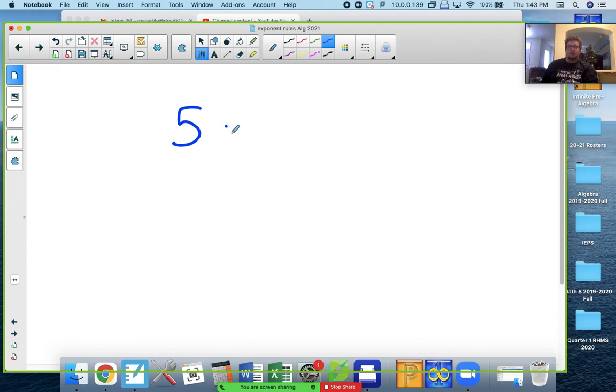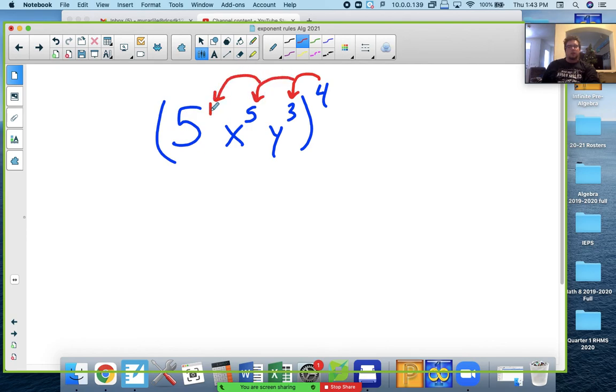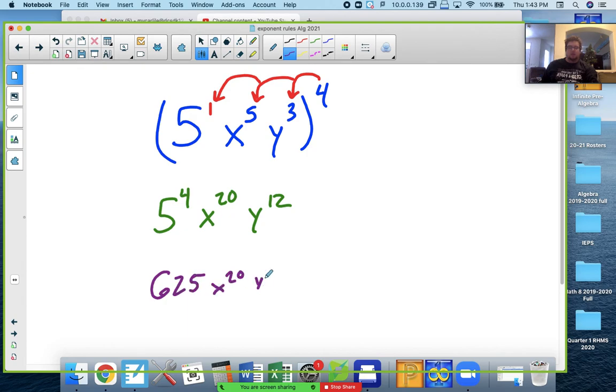So 5 x to the fifth, y to the third, to the fourth power. That 4 applies to the 3. It applies to the 5. But it also applies to the 1 that's on our coefficient. 5 to the fourth, x to the 20th, y to the 12th. Then we should take 5 and actually multiply it out 4 times, and that gets 625 as our coefficient.